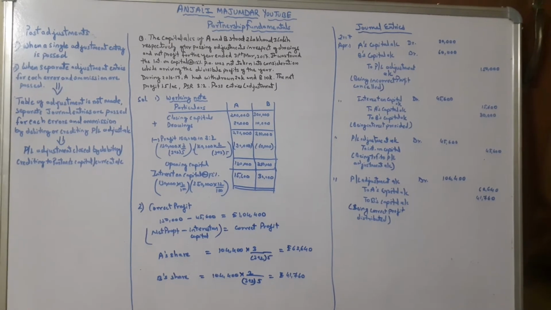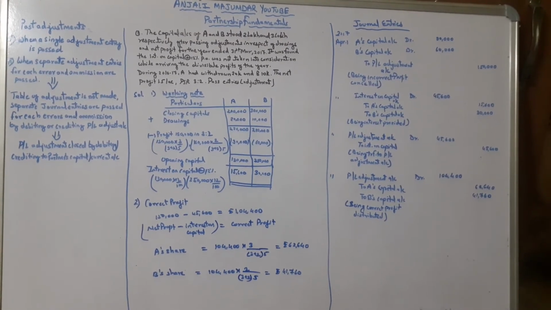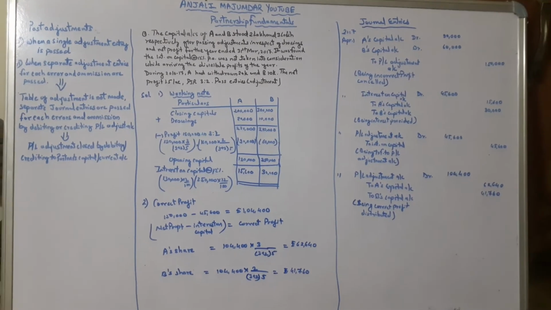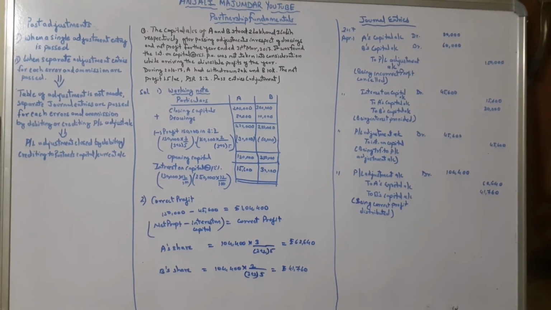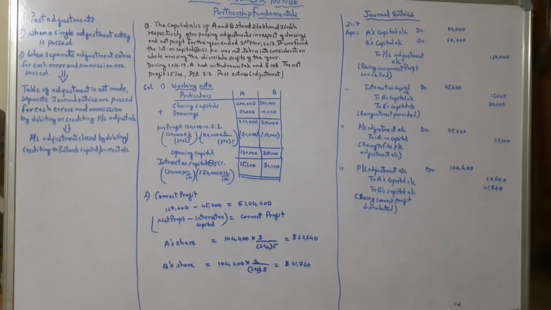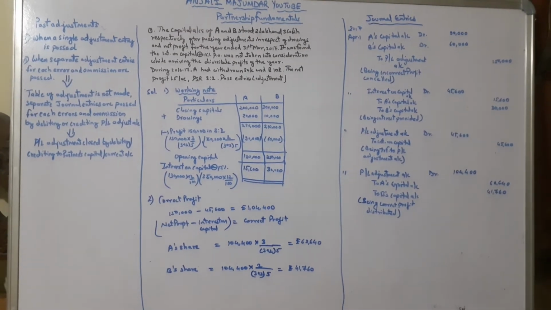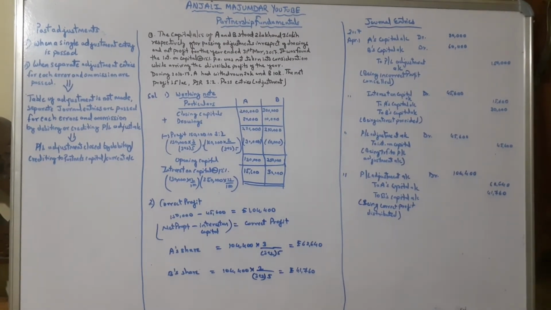Now let's calculate interest on capital, which is 12%. So 1,30,000 into 12 upon 100 and 2,50,000 into 12 upon 100 gives you 15,600 and 30,000. This way the total interest on capital becomes 45,600. Now the second working note is to calculate correct profit. To calculate the correct profit, this 1,50,000 is incorrect. Why is it incorrect? Because interest on capital is not charged.